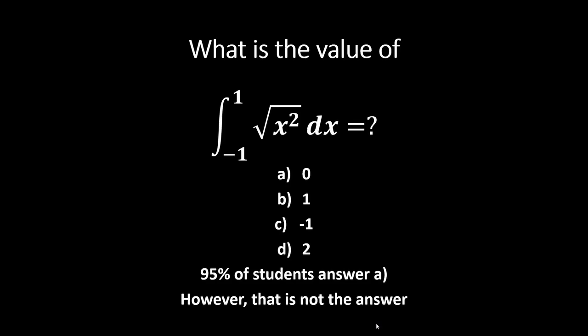What is the value of the definite integral from -1 to 1 of the square root of x squared? Is it A, 0, B, 1, C, -1, or D, 2? It turns out that 95% of students answer A. However, 0 is not the answer.